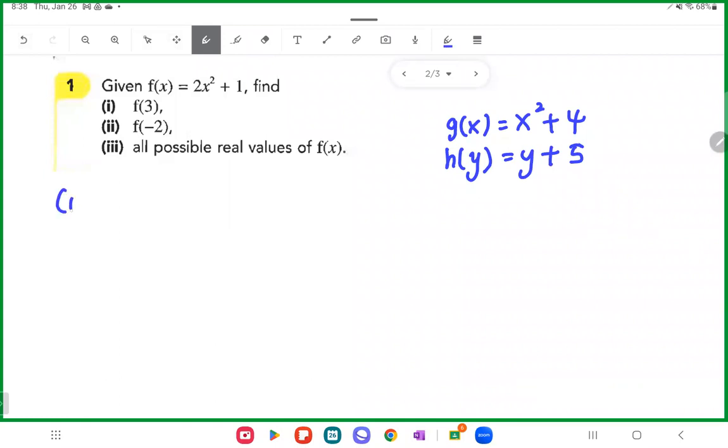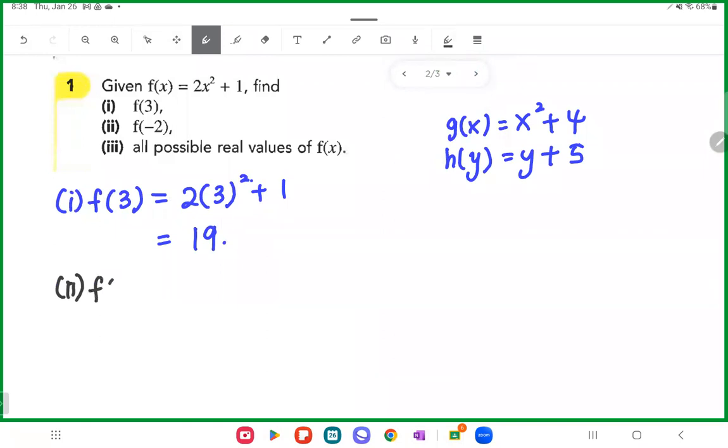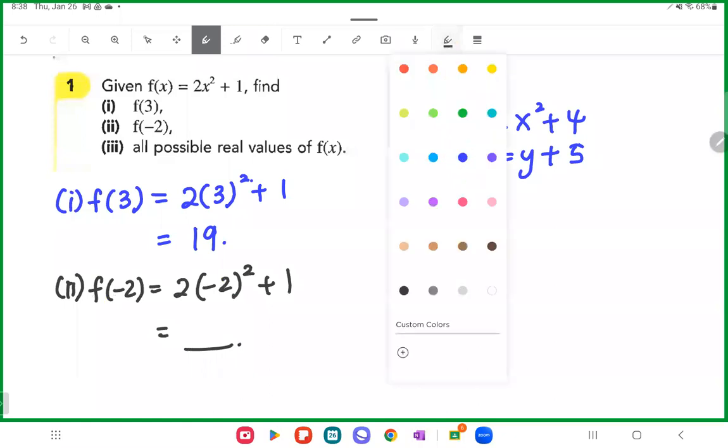Okay, part 1. I want to have F(3). So you just substitute your 3 for your X. Then you should be able to get 19 here. This one should be quite easy. Then for part 2, the function where the X gets changed to -2, so F(-2). Now remember when you are substituting, remember to put a bracket. Part 3 is the one I want you to take note of.